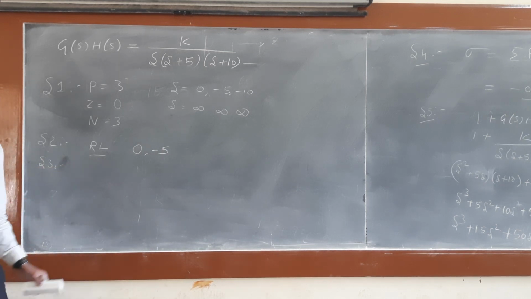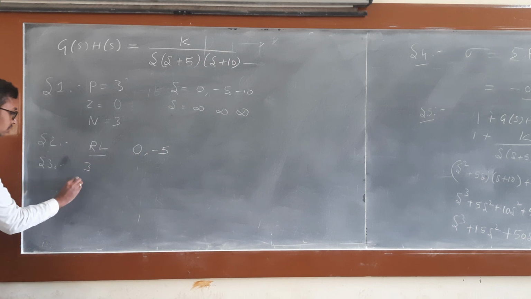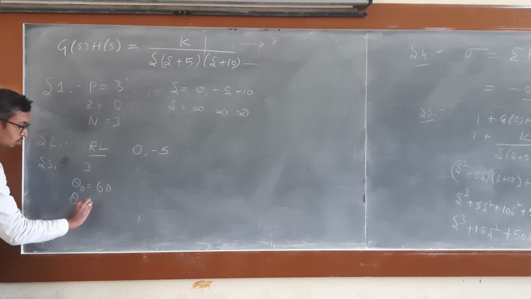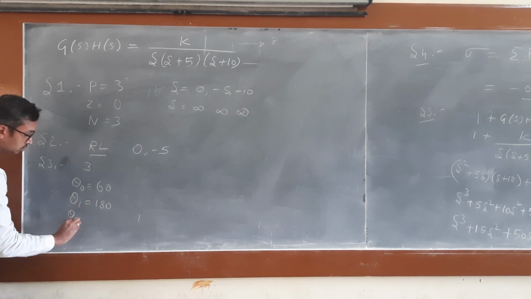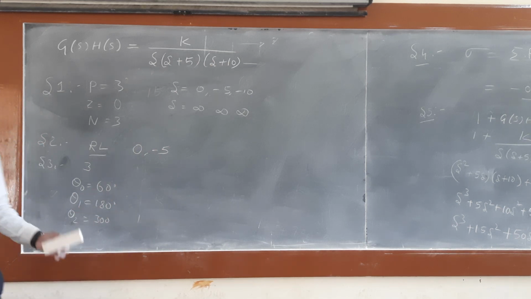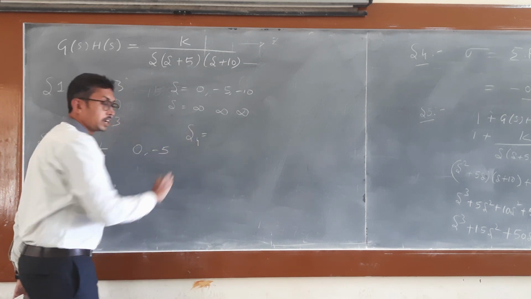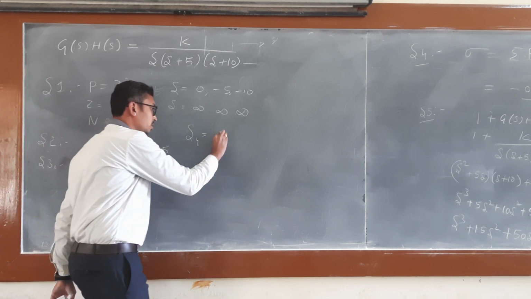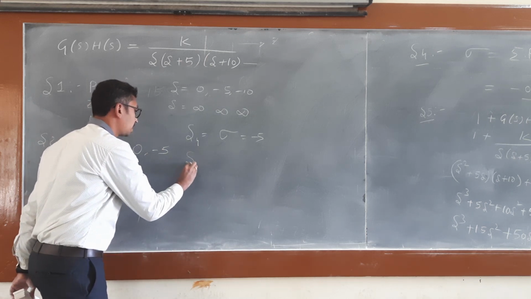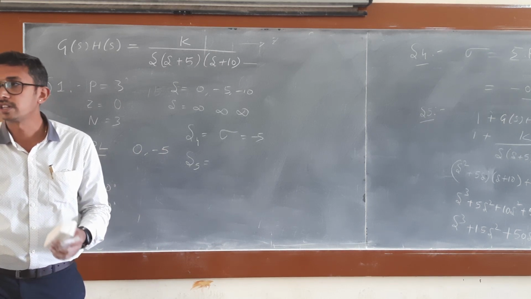Next, step number 3. We found the asymptotes. How many asymptotes are there? 3 asymptotes. The first asymptote theta 0 is equal to 60 degrees, theta 1 is equal to 180 degrees, theta 2 is equal to 300 degrees. These are the angles of the asymptotes from step number 3. Next, step number 4, the centroid. Centroid is equal to minus 5. Correct? Next, from step number 5, we found the breakaway point. What is the valid breakaway point?